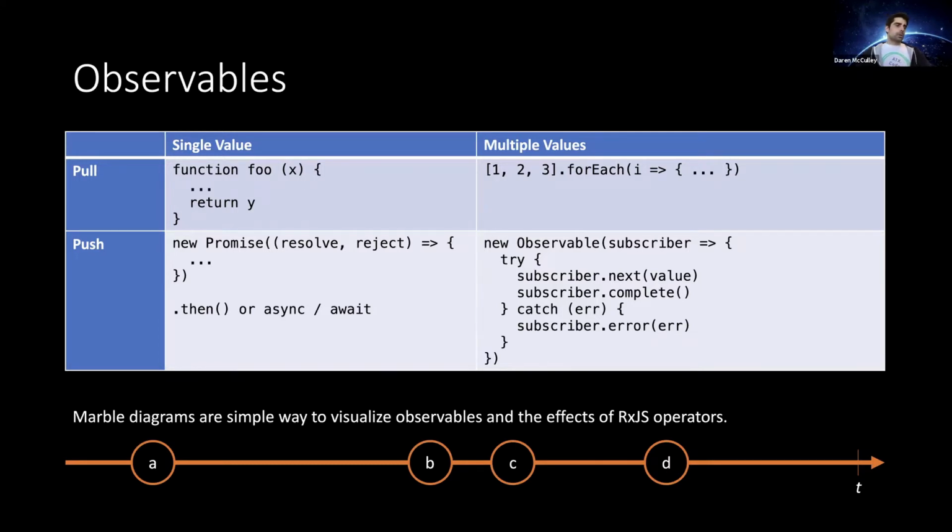You can think of each marble as a discrete event occurring on a timeline. Marble diagrams are a great way to visualize reactive programming, and later on I'm going to show you how they can be useful for helping to select the right operator for the job.